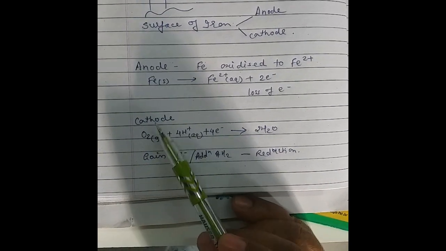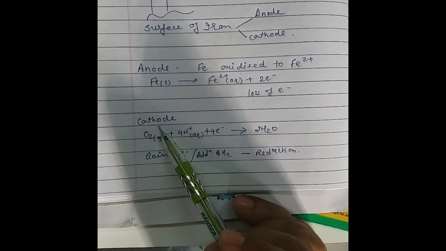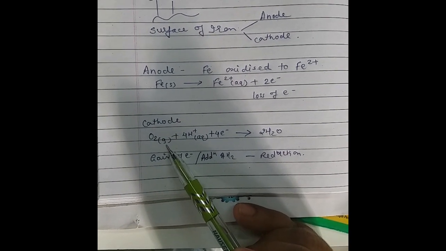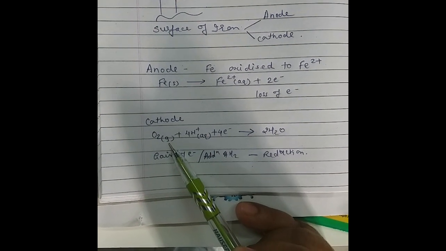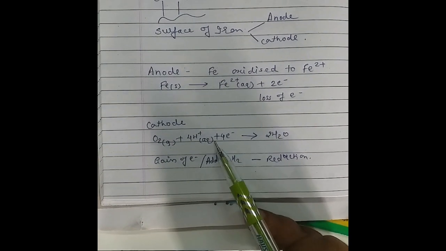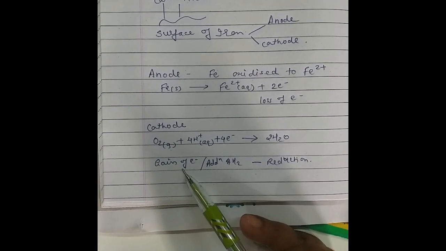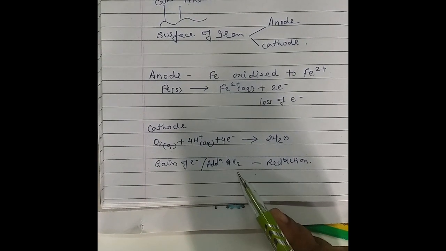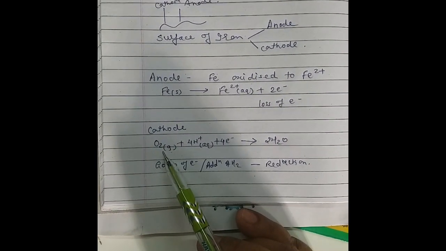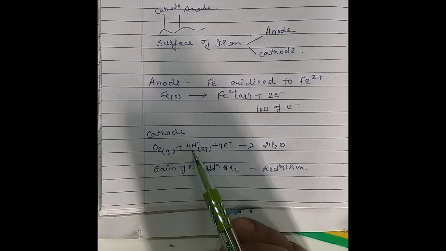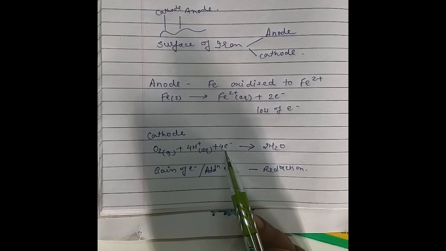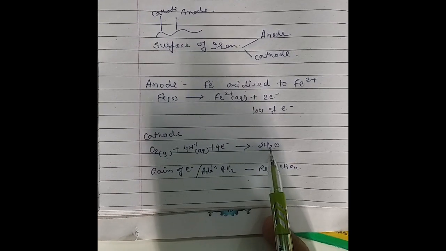At the same time, at the cathode, oxygen is reduced to form water. Now what is reduction? Reduction is gaining of electrons or addition of hydrogen. So at the cathode, oxygen will react with hydrogen and gain 4 electrons to form water molecules.